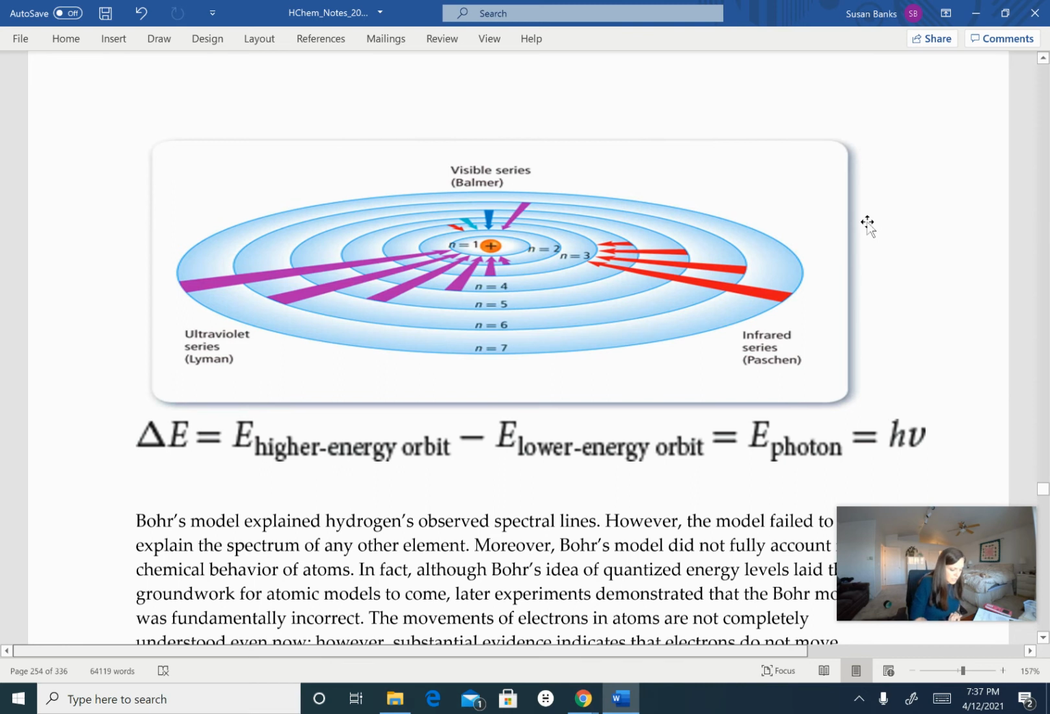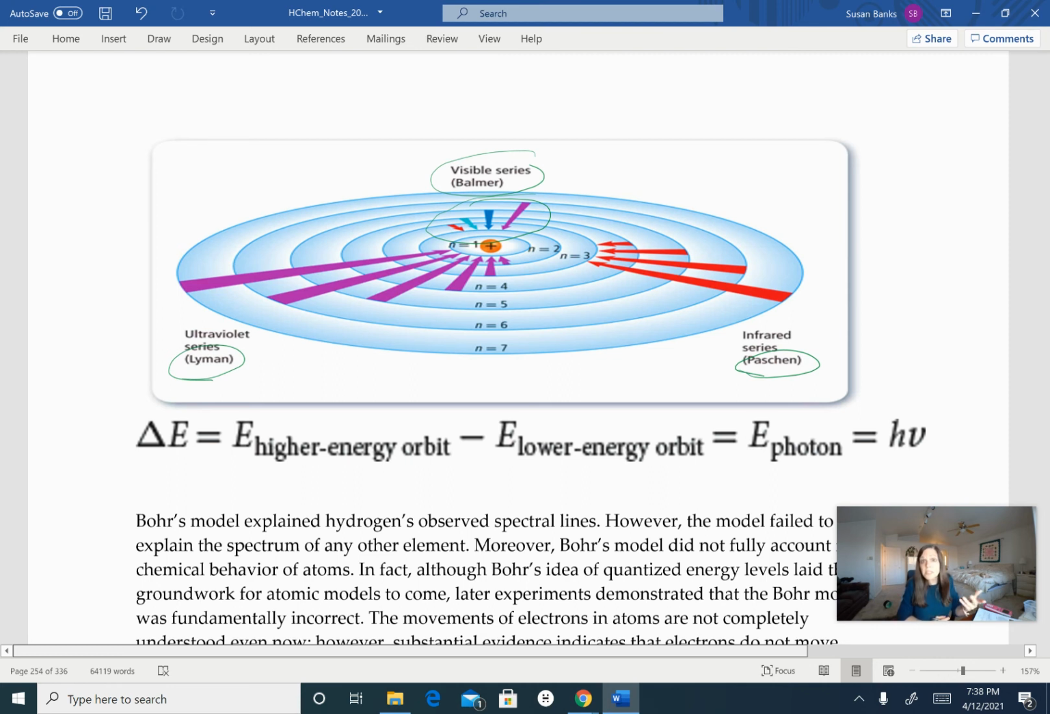So there's the Lyman series for the ultraviolet spectra that we can get off. There's the infrared series that we get off of hydrogen. And then there's the visible series, which is the Balmer series. Okay, and the different lines from the blue, red, and purple are outlined there in what they thought was happening with the orbitals or the orbits in that hydrogen.